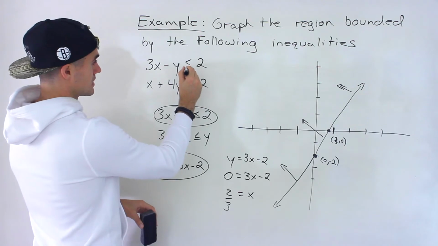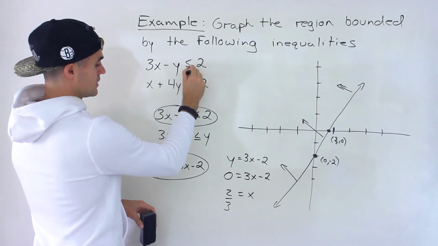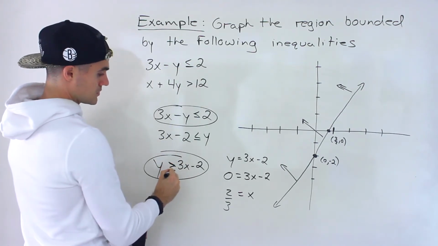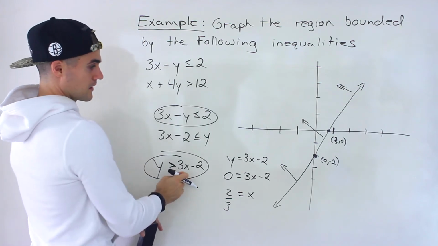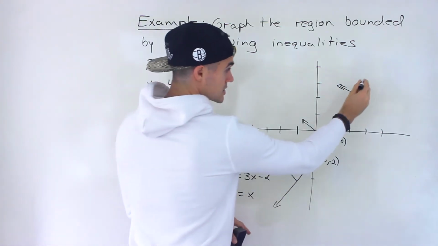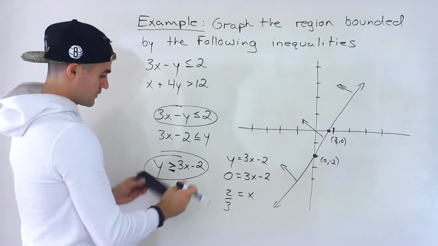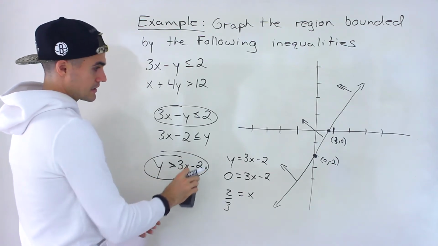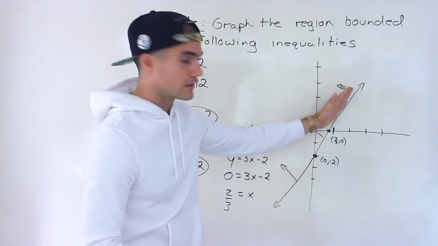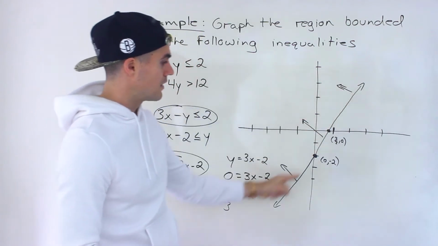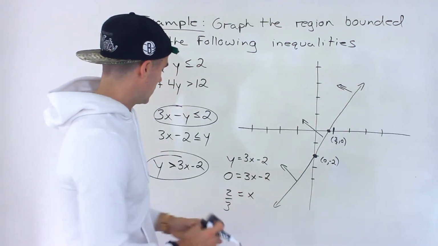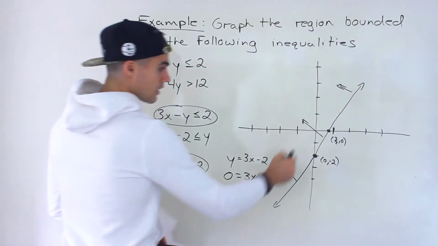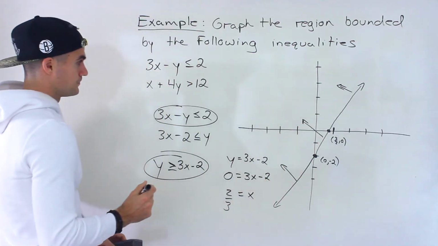Now, because this was less than or equal to, this is greater than or equal to. Remember, this and this are the same thing. This here is a solid line that we graph. If this was just greater than this line, then it wouldn't include the points on the line, and so this would be a dotted line. Right, but because it's greater than or equal to, it's a solid line, so it includes those points.